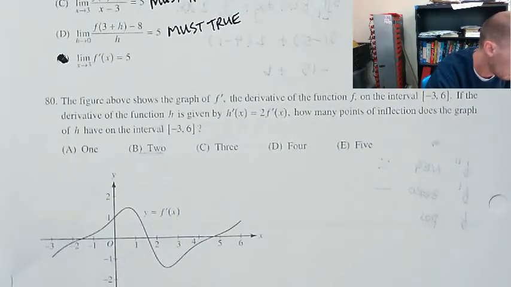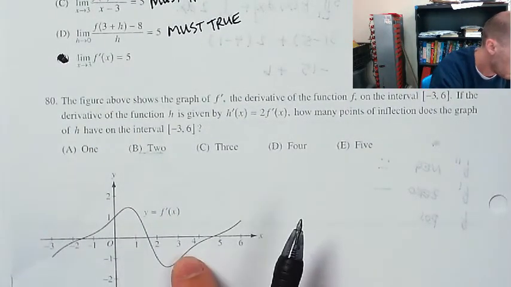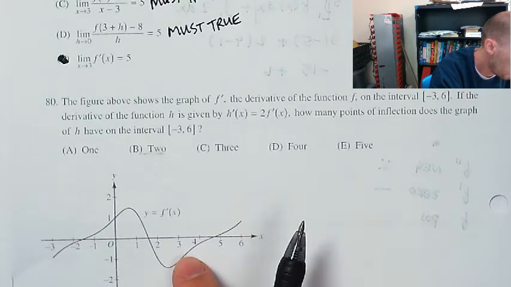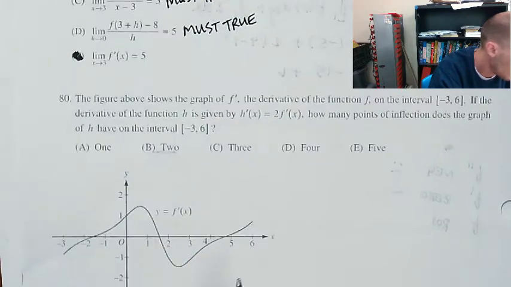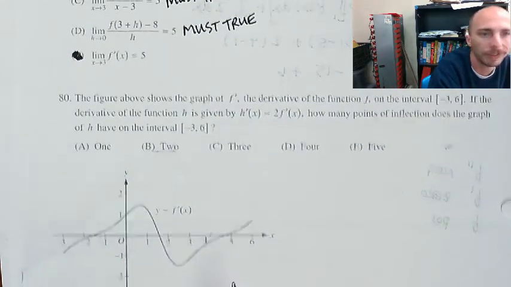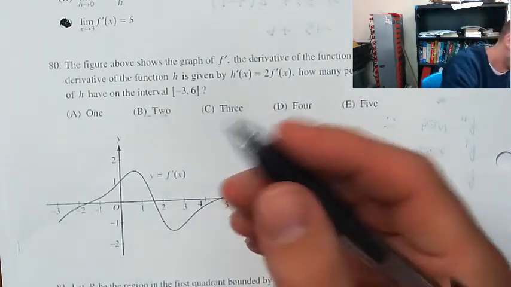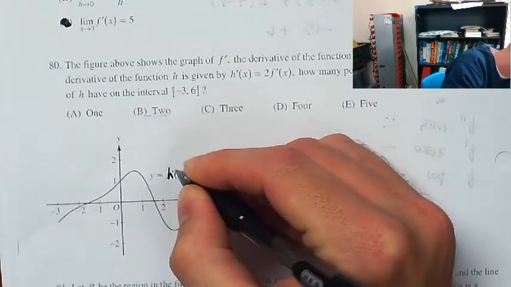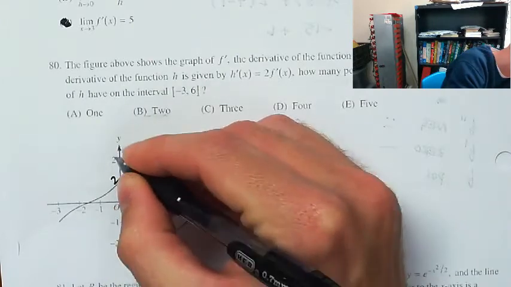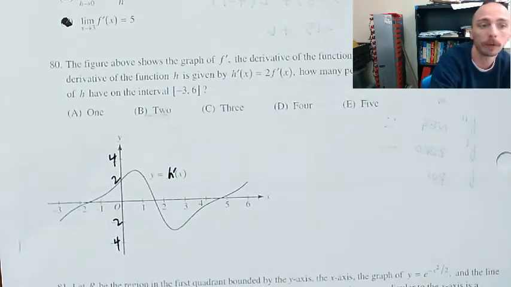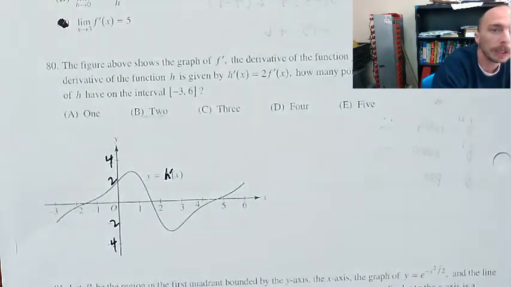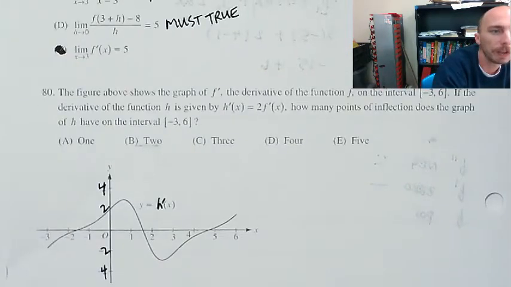Okay. Figure here shows f prime. If the derivative is given by h prime is 2 times f prime. Okay. Well, points of inflection, if it's h prime is just twice as big, well, we switch this to y equals h prime of x, and I'll turn that into a 2, and that into a 4, that into a negative 2, and that into a negative 4, and now I've got a graph of y equals h prime of x. Okay. And how many points of inflection does h have?